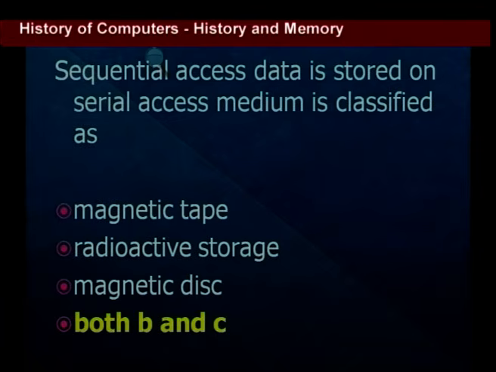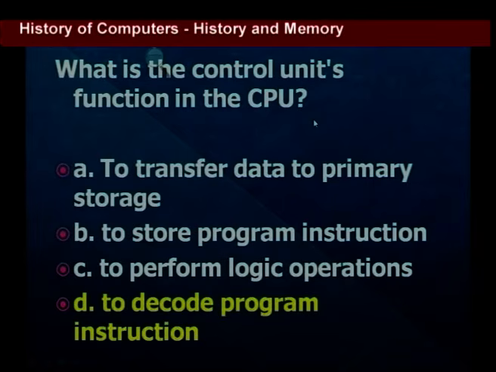Sequential access data stored on a serial access medium is classified as radioactive storage and magnetic disk. Radioactive storage and magnetic disk are suitable for storage on a serial access medium.